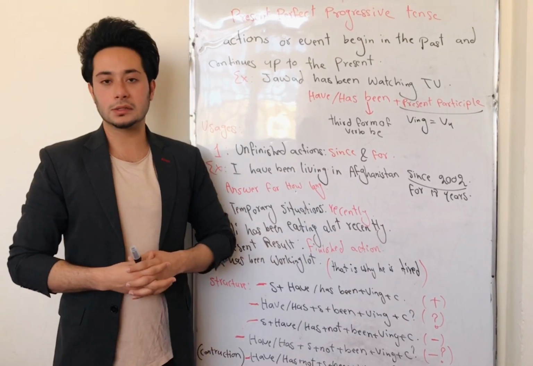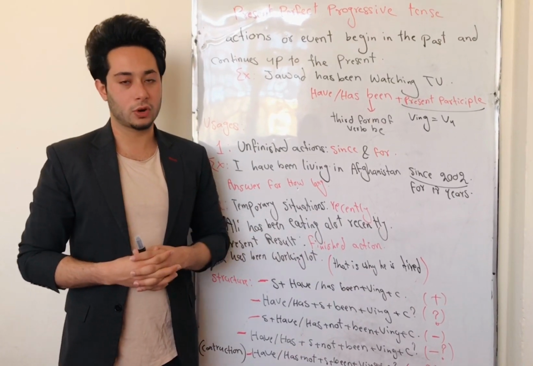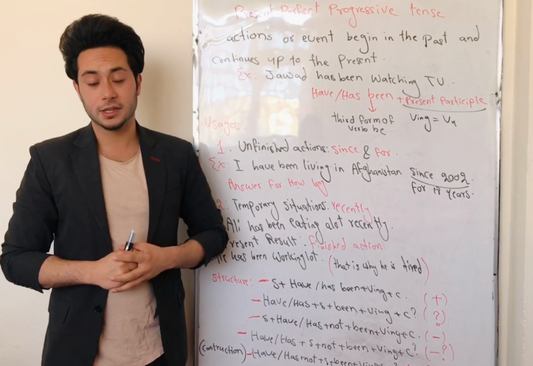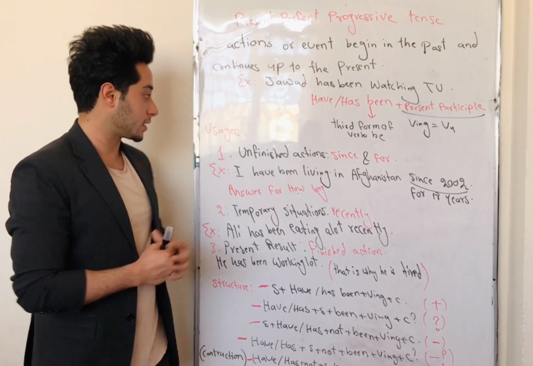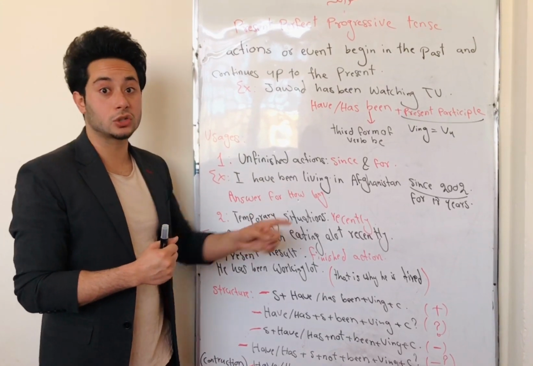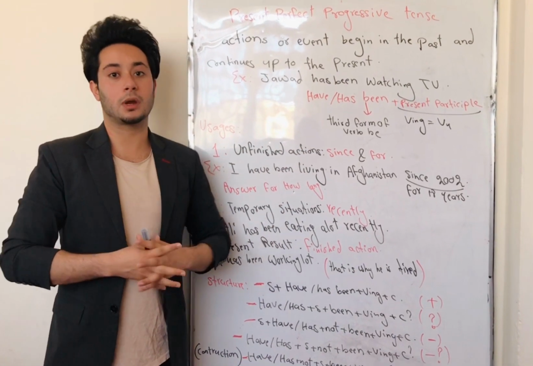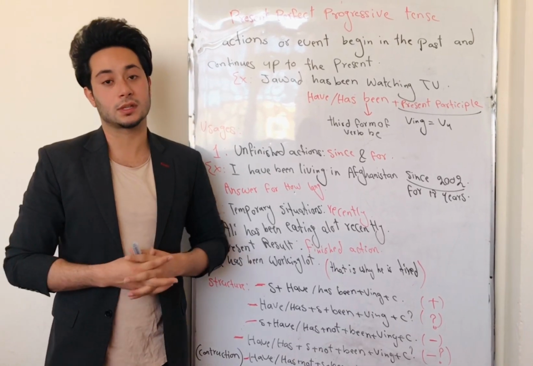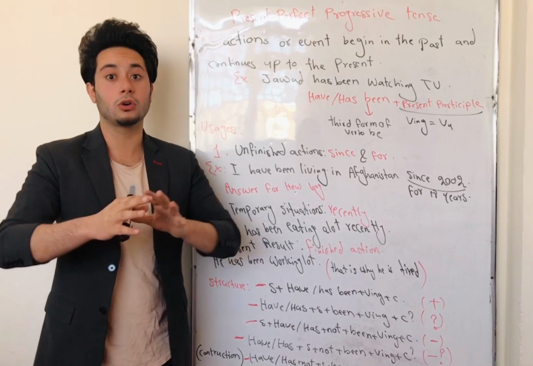Okay, now let's talk about the usage of present perfect progressive tense. Where can we use present perfect progressive tense? The first place that we can use it is to talk about unfinished action with since and for. As I mentioned in my previous lecture, we can also use the present perfect tense with since and for to talk about unfinished actions, but they are not ongoing.